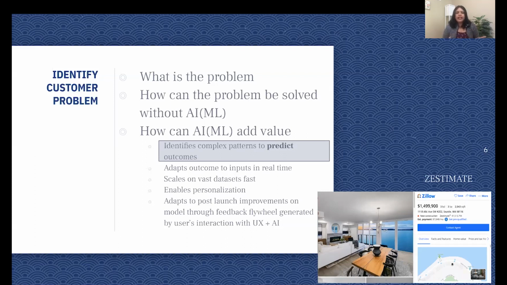Again, like I said, it enables personalization. It also adapts to post-launch improvements. So basically, not only does it react to user input in real time, it also reacts to user input after a feature has been launched. So the UX and AI interaction, the flywheel, keeps churning back and forth, thereby training AI to get better and better and better.